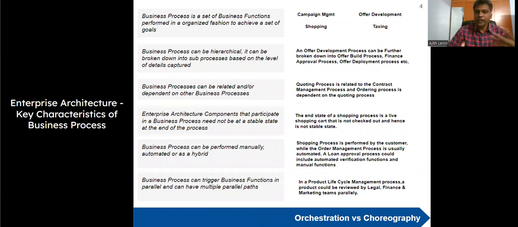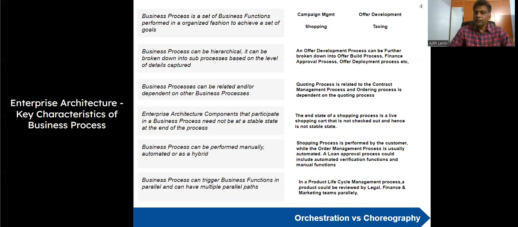So we'll look at some of the key characteristics of the business process. The business process basically is a set of business functions performed in an organized fashion to achieve a set of goals. So basically, it's a bunch of business functions performed by maybe the same set of actors or different actors, but it's an organized set of business functions towards a particular goal. Some examples would be shopping, campaign management, offer development, taxing. There could be a number of anything to do with business. Those can be classified as business processes, and it could be an external actor or an internal actor who's acting on it.